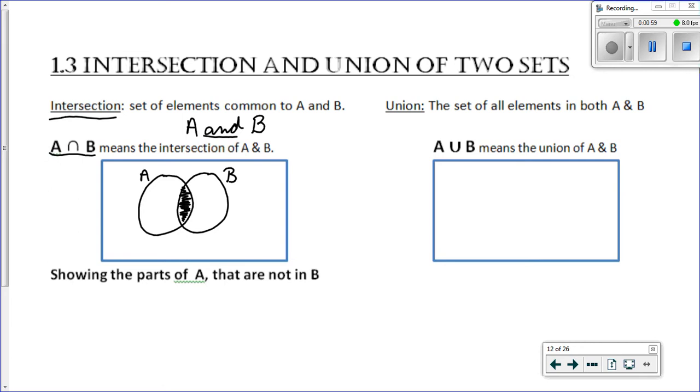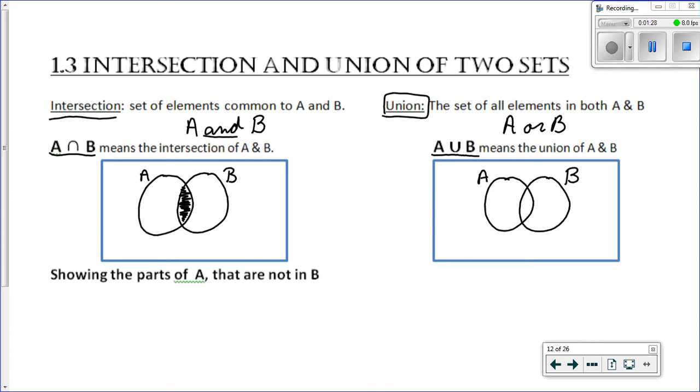And the other idea over here is that of the union. Here we want to associate union with the word or. So elements that are in set A or set B. So if I draw the same Venn diagram with set A here and set B there, and I point out again that the union symbol is this regular U, so A in union with B means the union of A and B, and the way that we would show the elements would be everything that's in A or B.